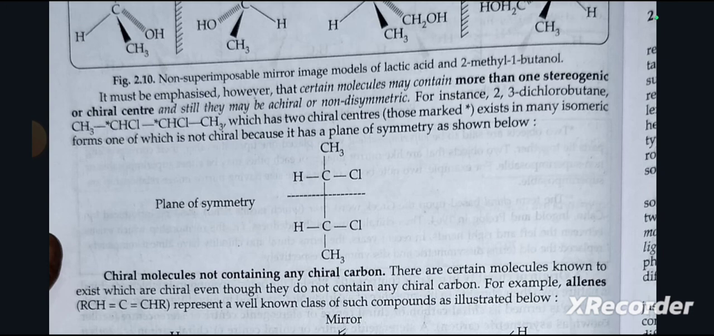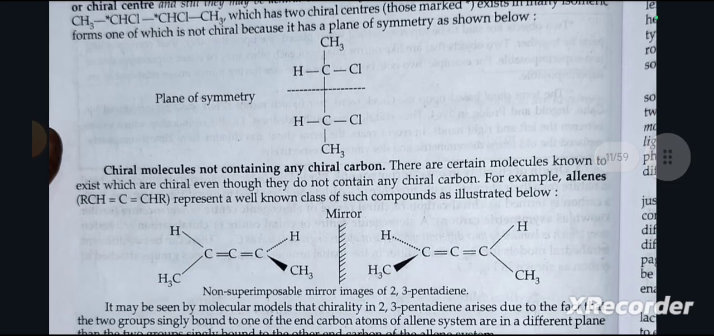It must be emphasized, however, that certain molecules may contain more than one stereogenic or chiral center, and still they have achiral or non-dissymmetric structure. For instance, 2,3-dichlorobutane, CH3CH*ClCH*ClCH3, which has two chiral centers, those marked with a star, exists in many isomeric forms, one of which is not chiral because it has a plane of symmetry, as shown below. Plane of symmetry.